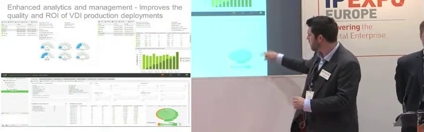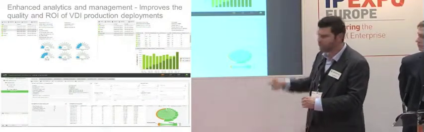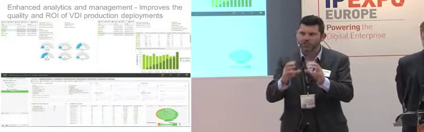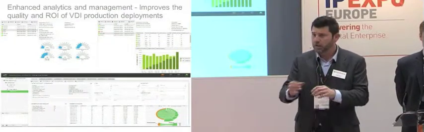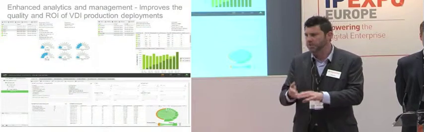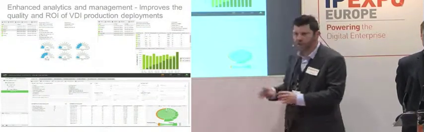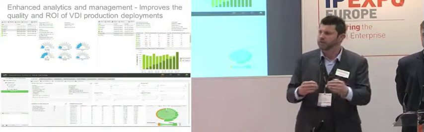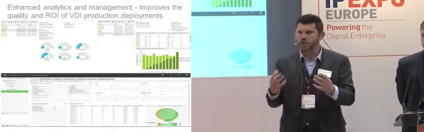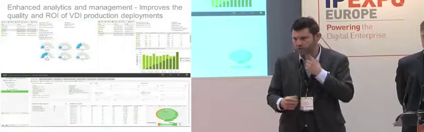So this quite funky graph down here gives you a view at the desktop level, at the user level, to show you what IOPS, latency, throughput and capacity he has. So we can monitor that and make sure that he's getting the right experience that he's going to be requesting from the IT services department.